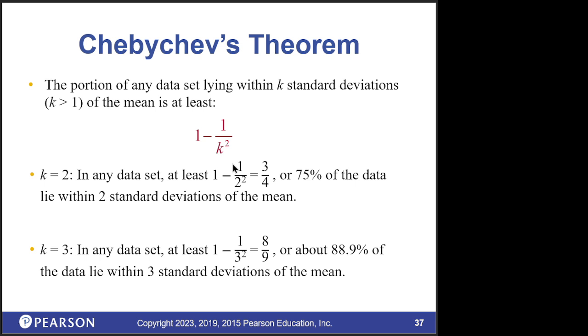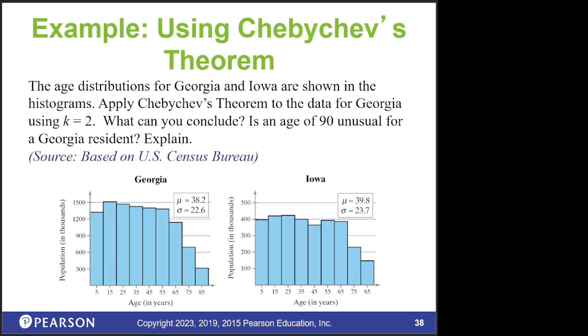And so k, the number of standard deviations, goes up in predictable form. So 1 minus 1 over 2 squared is 1 minus a fourth, or 3/4. And 75% of the data is within 2 standard deviations. And within 3 standard deviations is 88.9%. Now remember, this works with non-symmetrical data. And so here's an actual good example of this, applying Chebyshev's rule.